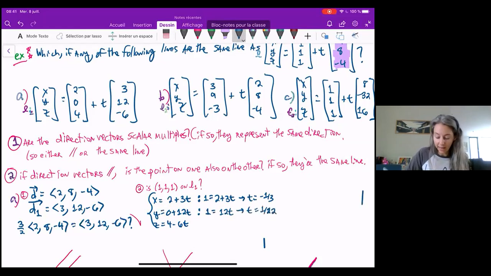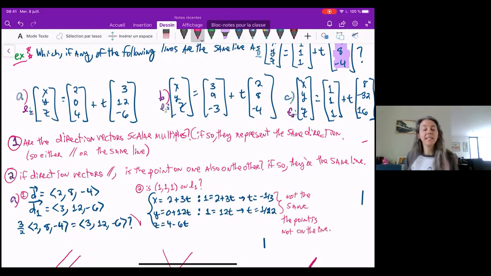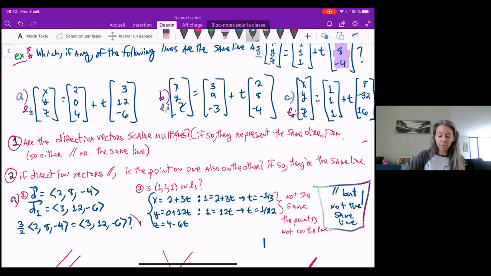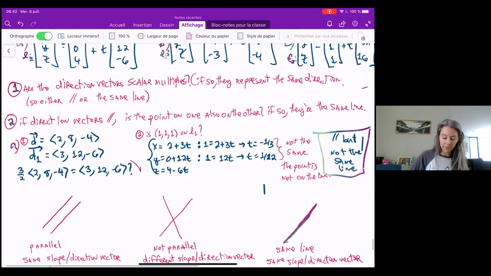They are not the same. The point is not on the line. So in this case, we can see that they are parallel, but not the same line. Okay, so that was A. Now for B, I'm sorry, I'm going to have to skip down here.